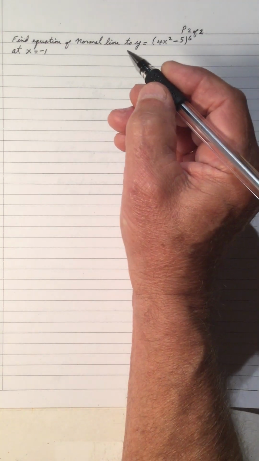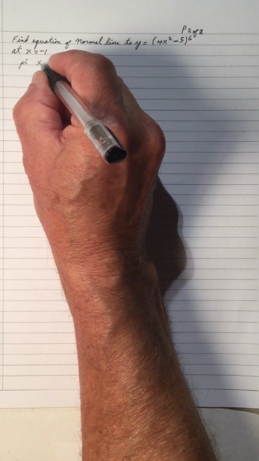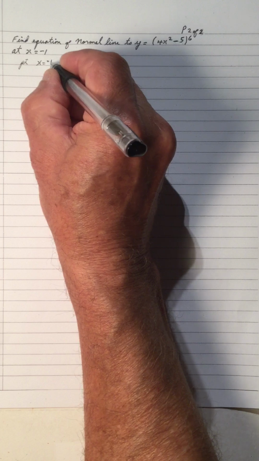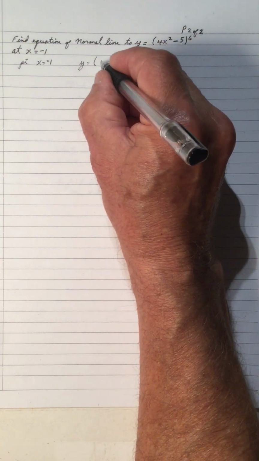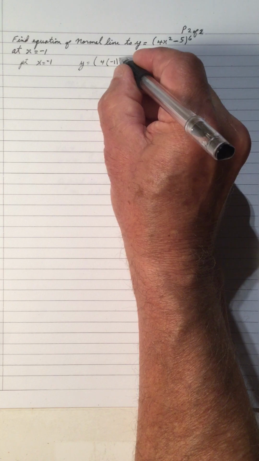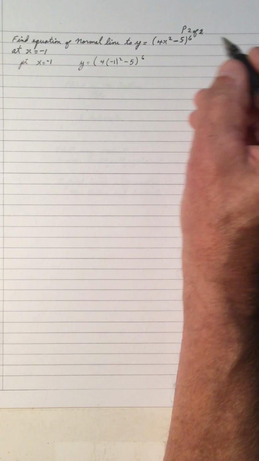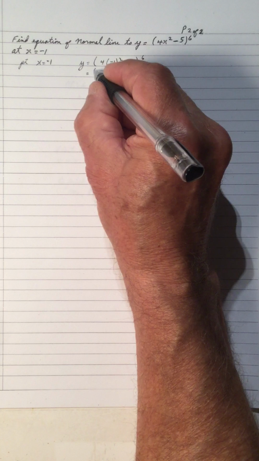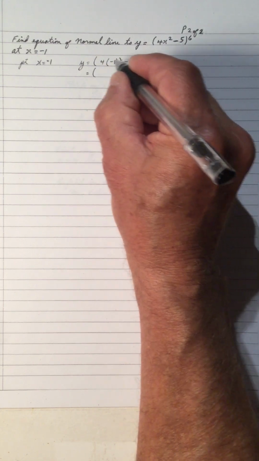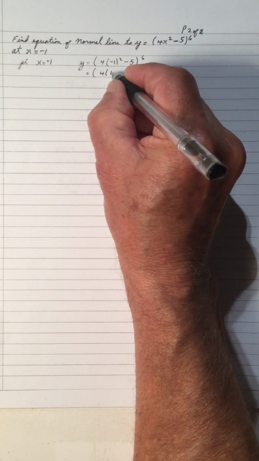So here we go. We want to find the point, and the point is going to be at x equals negative 1. So I'm going to sub in negative 1 here. So we have 4 times negative 1 squared minus 5, to the 6. We work on the inside first, and we have to do the power first. Negative 1 squared is 1.